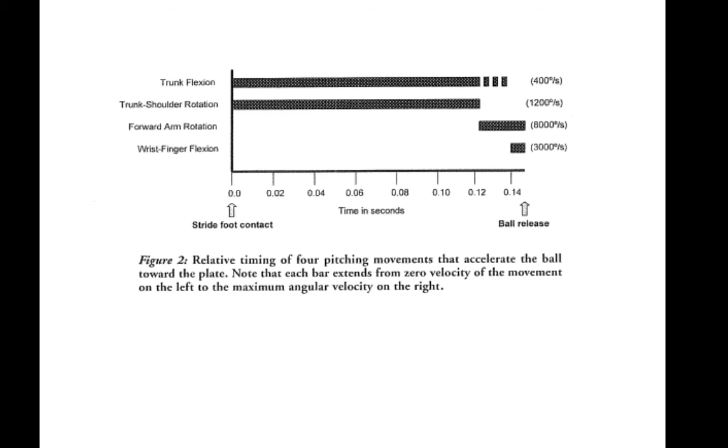If we take a look at these different behaviors, you can see that early in the pitch, when the stride first starts, the trunk flexion and the trunk shoulder rotation are most important, and they take up a fair amount of time, relatively speaking. Forward arm rotation only follows the trunk and trunk shoulder rotation, and the wrist finger flexion is the last behavior that's going to happen. That's when the ball is finally released from the pitcher's hand and travels toward the plate.